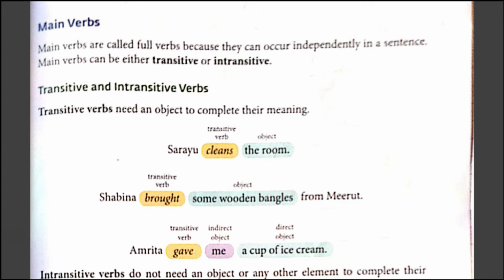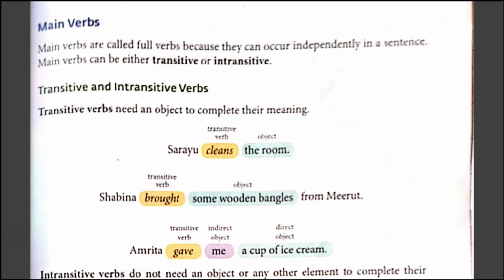Third sentence, Amrita gave me a cup of ice cream. Amrita gave what? A cup of ice cream. A cup of ice cream will be your direct object because what is she giving? A cup of ice cream. So here that will be your direct object.